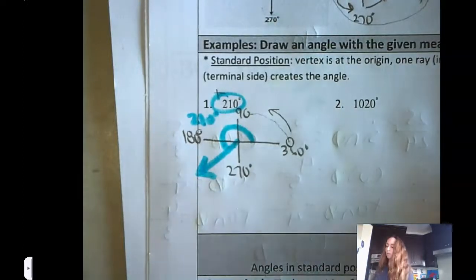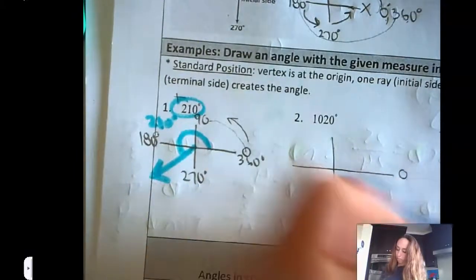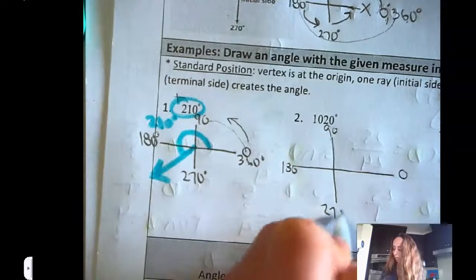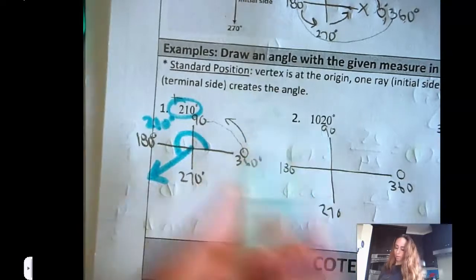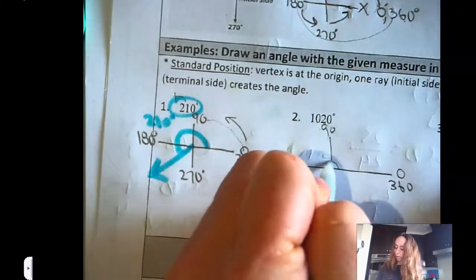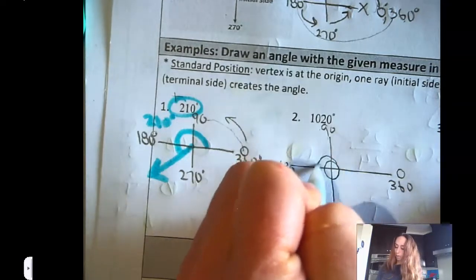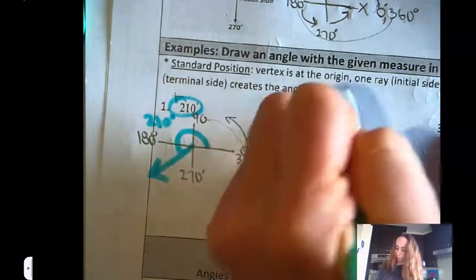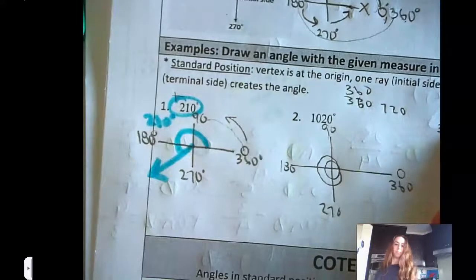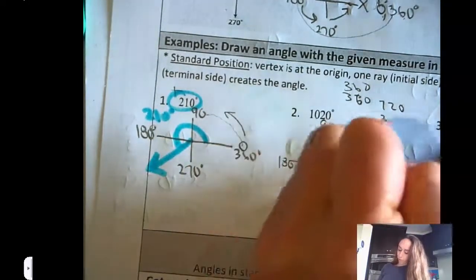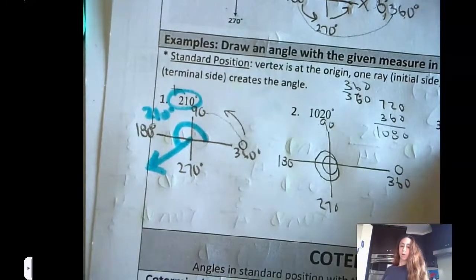Okay? Now let's look at the next one. This is 0, 90, 180, 270, 360. The problem is, what is that? It's 1,020. So that means I'm going to have to go around 360, but I'm not there yet. And then I'm going to have to go around another 360. So I'm at 360 and 360, which means now I'm at 720, right? And if I do another 360, I'm at 1080. So it's not quite there, is it?